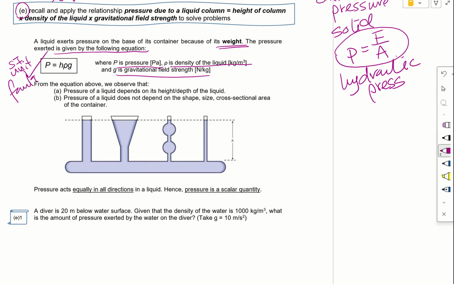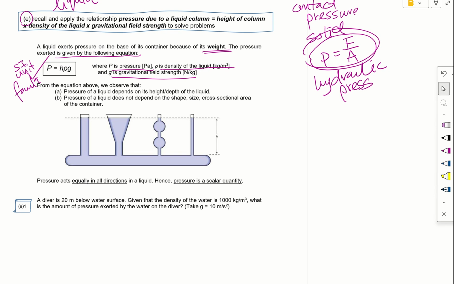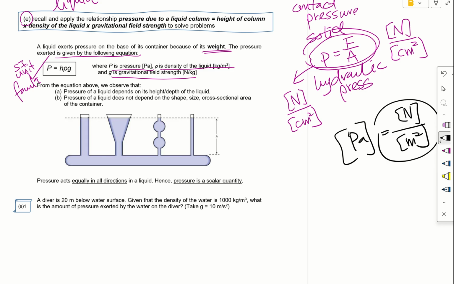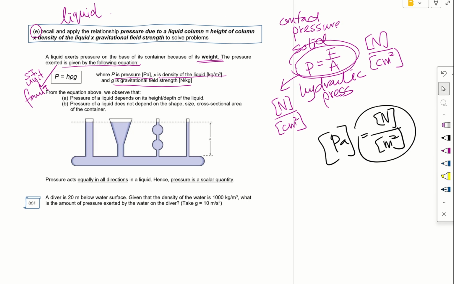Whereas for P equals F over A, it may not need to be in SI units. Take for example, my force can be in Newton and my area can be in cm square, therefore my pressure will be in Newton per cm square. But if the force is in Newton and the area is in meter square, then this will be Newton per meter square. We can call it Pascal, which is the SI unit for pressure. So it depends on what you are given.